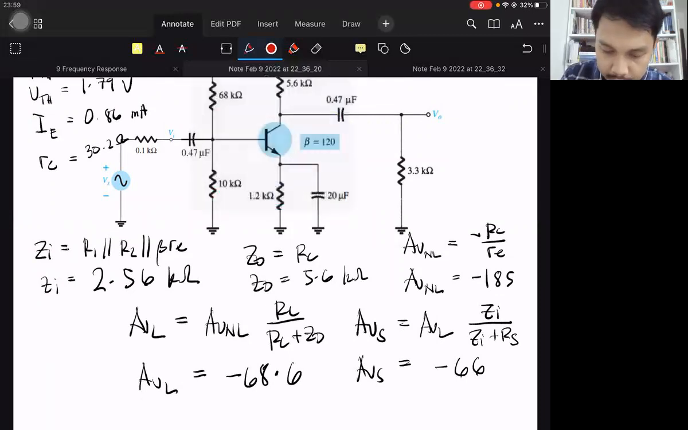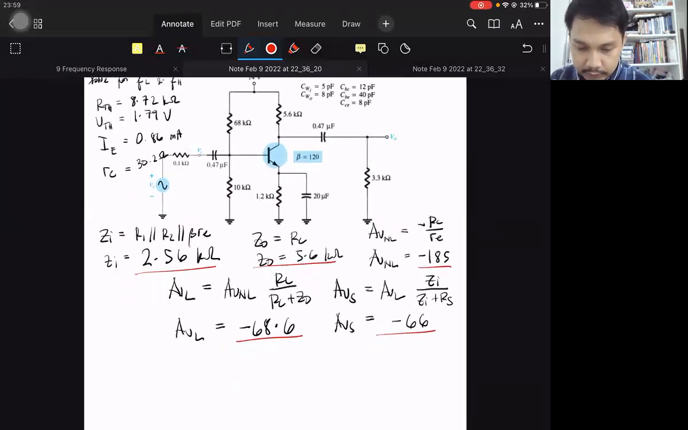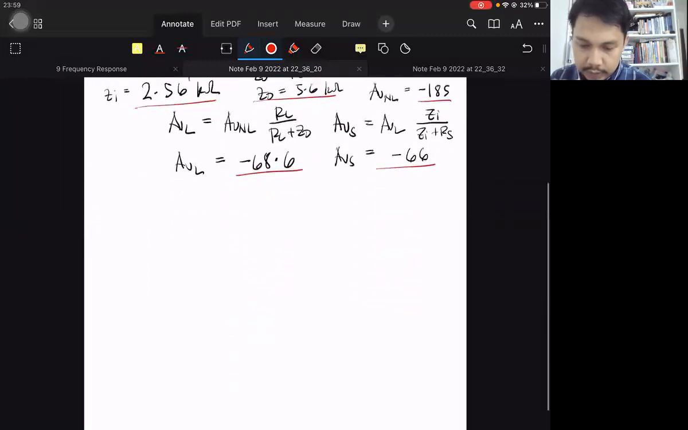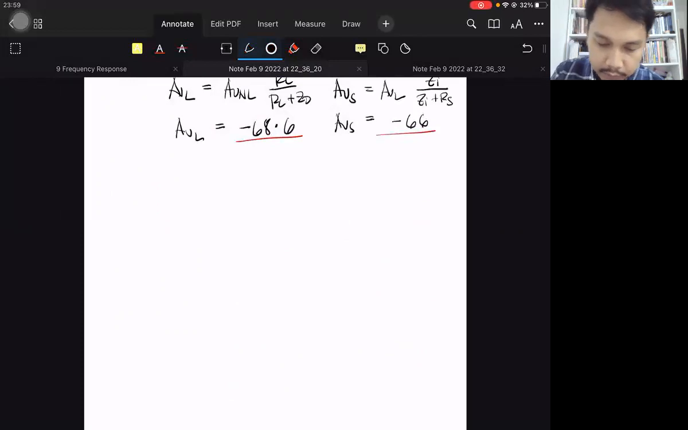Suppose they are correct already. Take note of this one, that one, the output of this AC analysis. Right. So this is now the frequency response.